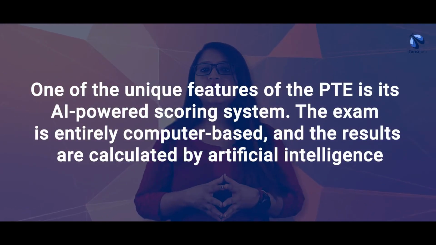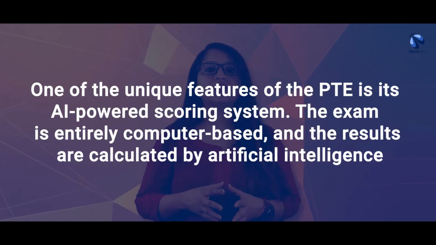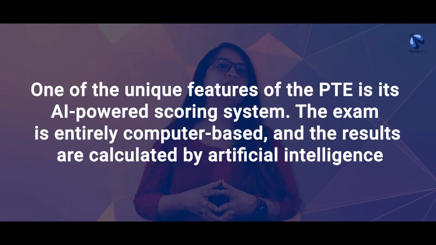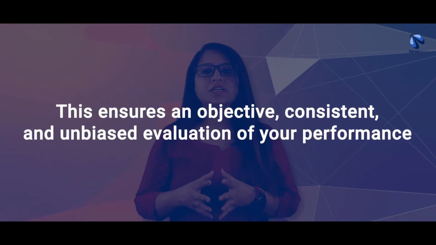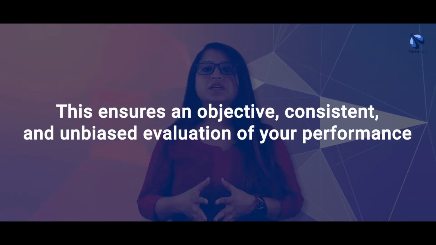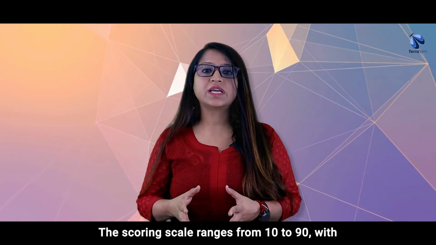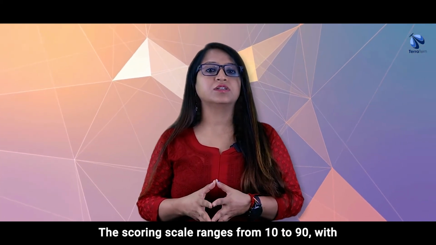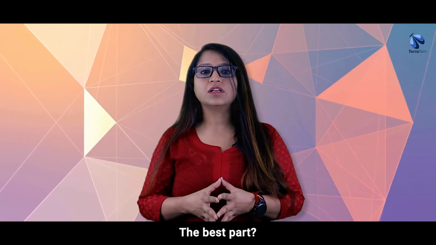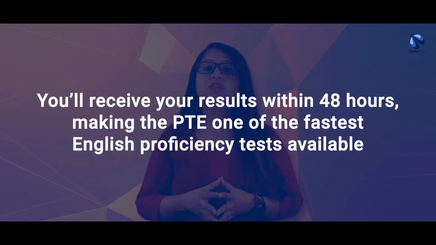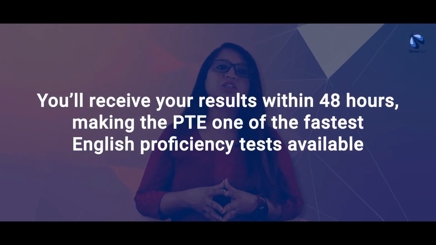One of the unique features of the PTE is its AI-powered scoring system. The exam is entirely computer-based and the results are calculated by artificial intelligence. This ensures an objective, consistent, and unbiased evaluation of your performance. The scoring scale ranges from 10 to 90, with a higher score reflecting greater proficiency. The best part, you will receive your result within 48 hours, making the PTE one of the fastest English proficiency tests available.